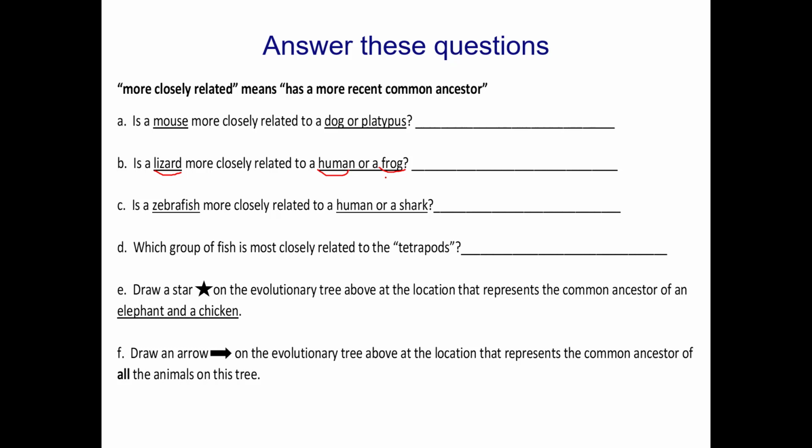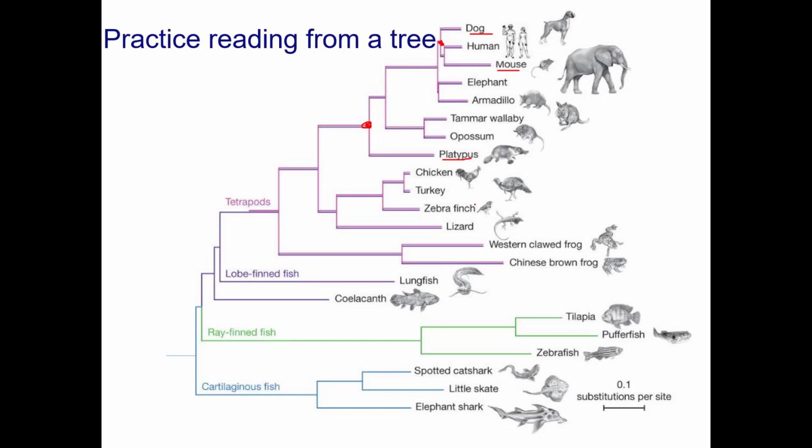Okay, lizard to human and lizard to frog. Let's find lizard. Here's lizard. Lizard to human. Here's human. So where's the common ancestor between lizard and human? We have to backtrack to here. I'll put an X on this one. So human and lizard meet up, or this is the common ancestor. Now what about lizard to frog? It really doesn't matter which frog you pick, because lizard to either of these frogs, you're going to have to go back to here.